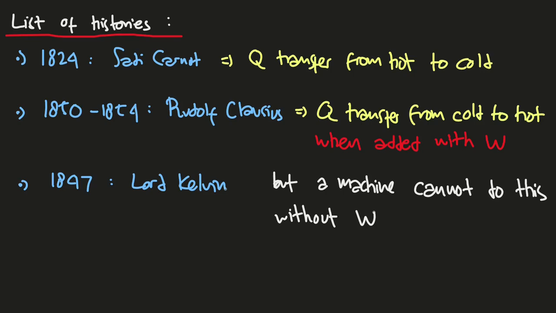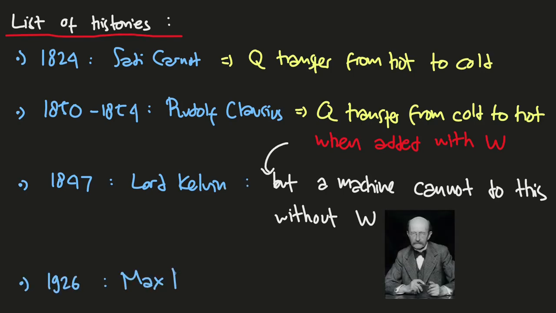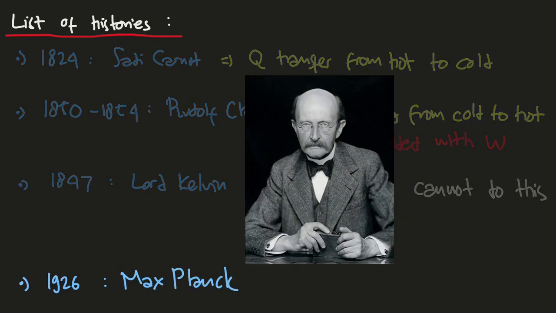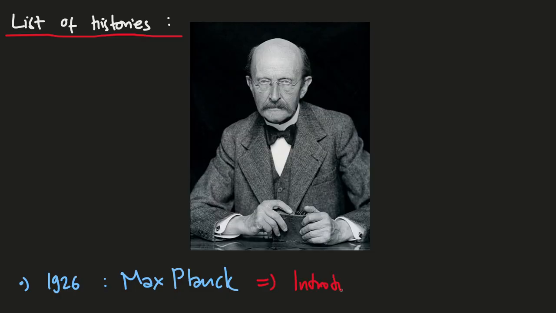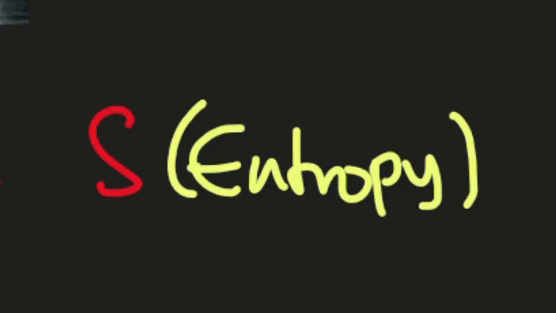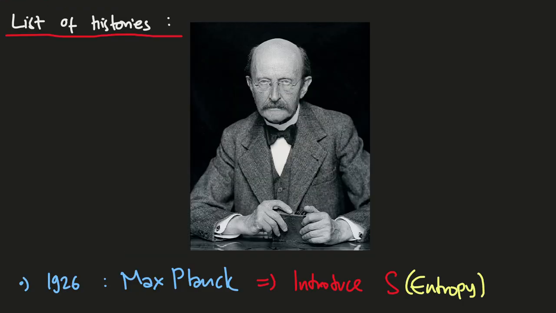Then the last, in 1926, Max Planck summarized all of this and then introduced us to a concept about S, which we know as entropy. Wait, what the hell is going on here? Why is there an S that Max Planck proposed? We're going to the next section.